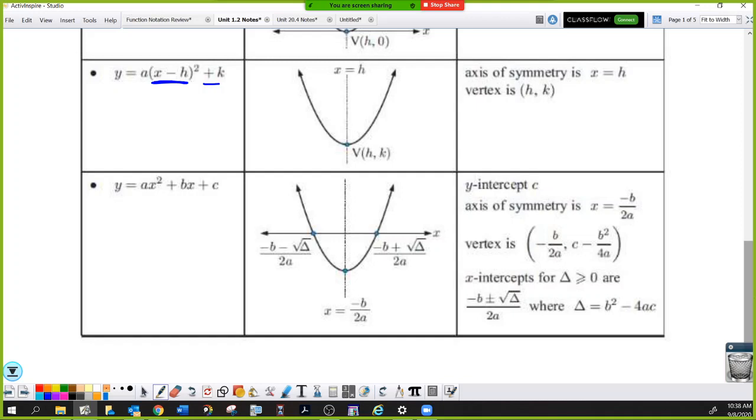And the quadratic formula being negative b plus or minus square root of delta, and all the other stuff, all over 2a. Remember I told you that negative b over 2a part, that is your axis of symmetry. So when you have standard form, or general form, whatever you want to call it, the axis of symmetry is x equals negative b over 2a.